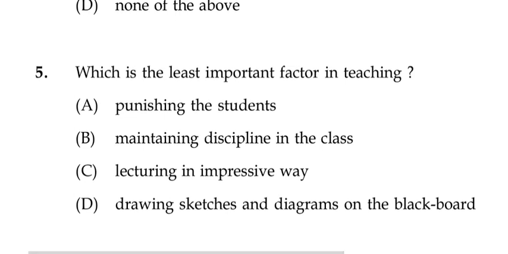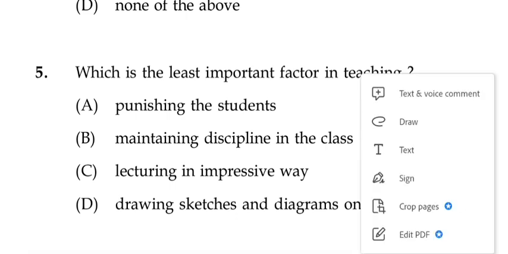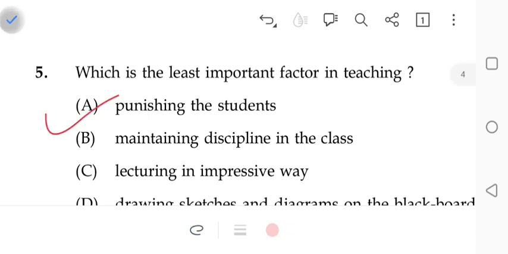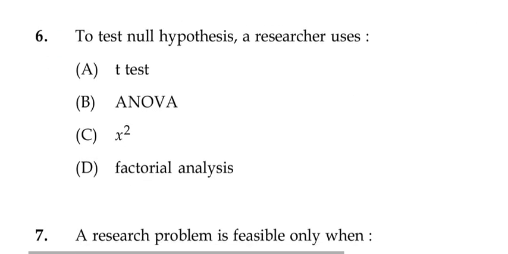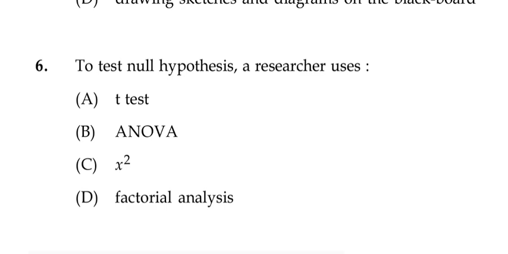Number five, which is the least important factor in teaching? Punishing the students, maintaining discipline in the class, lecturing in an impressive way, drawing sketches and diagrams on the blackboard. Number A, punishing the students. This is not required. It is required under special circumstances, but it is not an important factor in teaching.